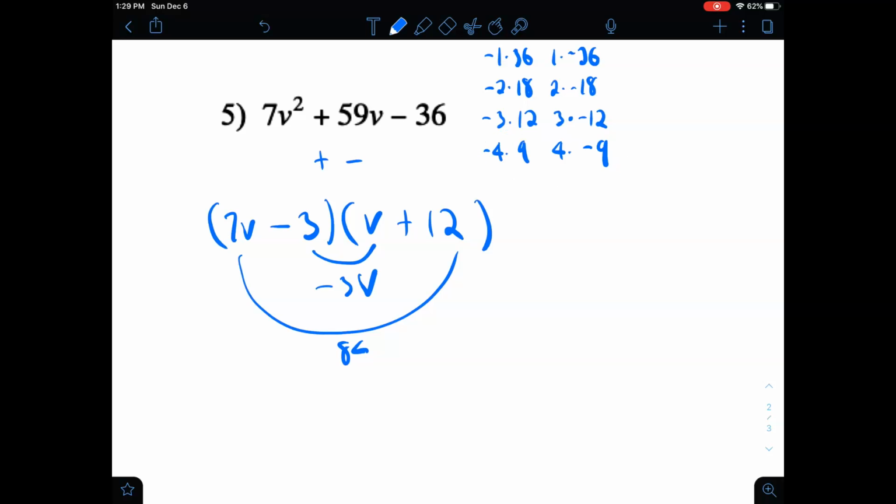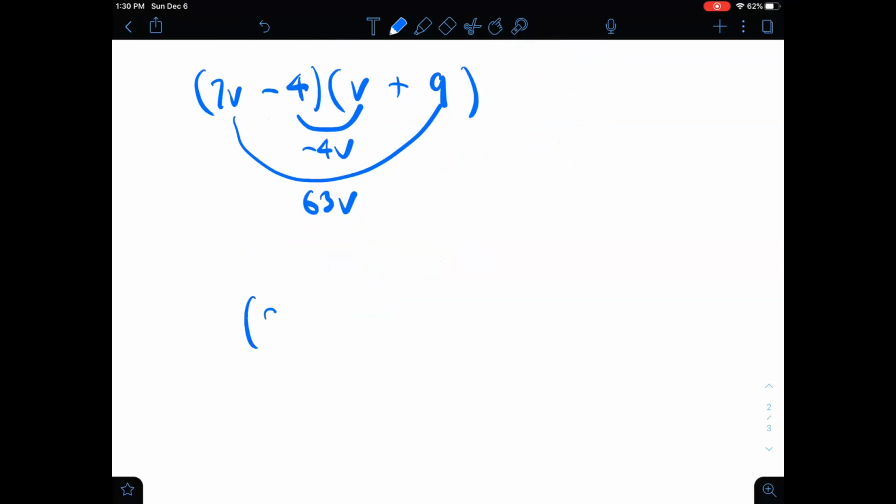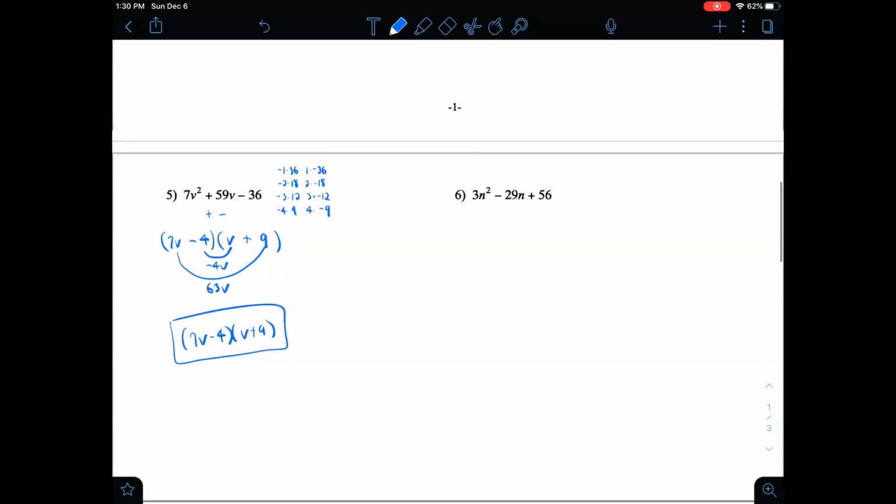Okay, so let's go ahead and try those numbers instead. Let's try something different here. I'm going to put the 9 with the 7v. I'm going to put the minus 4 with the v. So we got negative 4 times v is negative 4v. 7v times positive 9 is 63v. Well, look at that. What's 63 minus 4? Is that 59? It is. So our final answer is going to be 7v minus 4 and v plus 9. And that is our final answer.